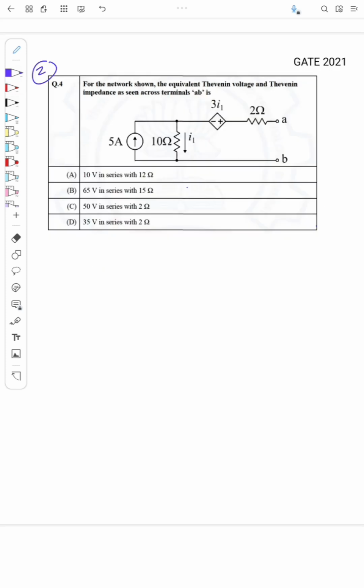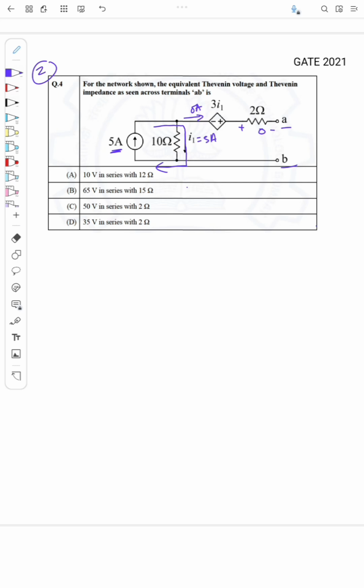Yeah, so the question is, for the network shown, the equivalent Thevenin voltage and Thevenin impedance as seen across the terminal AB is. I need to find the Thevenin voltage and Thevenin resistance across A and B. Here A and B is open and a 5 ampere source is applied, so the current flowing here will be 0 ampere, the drop across this is 0, and there will be a current flow like this, equal to 5. So I1 is 5 ampere.